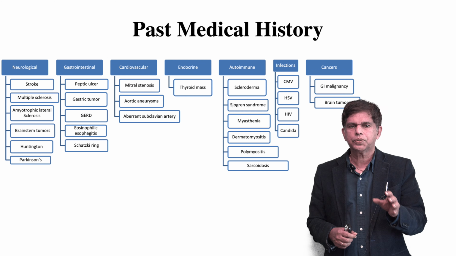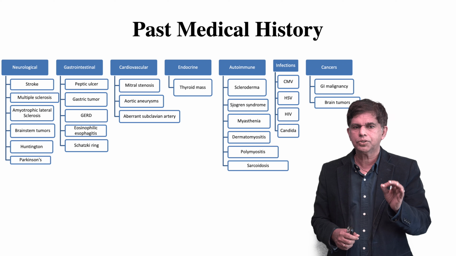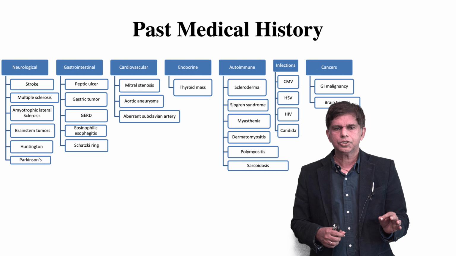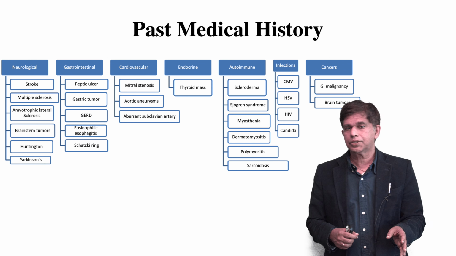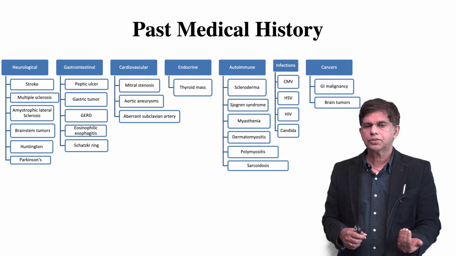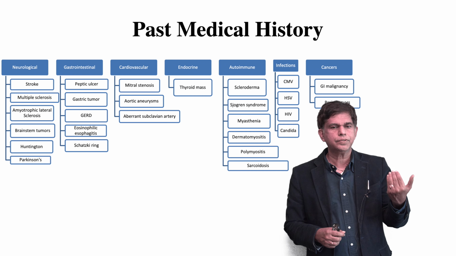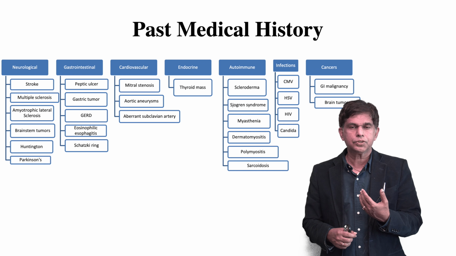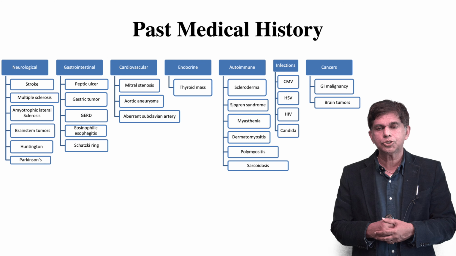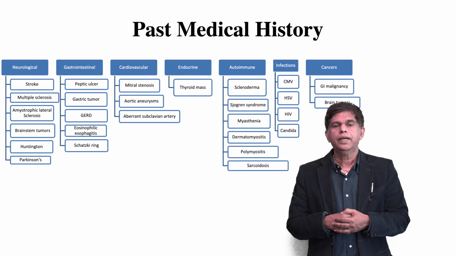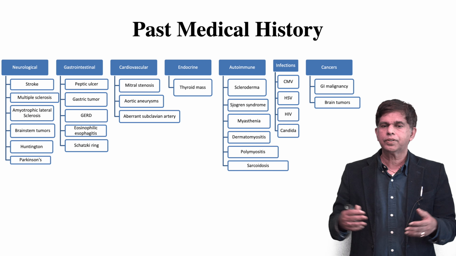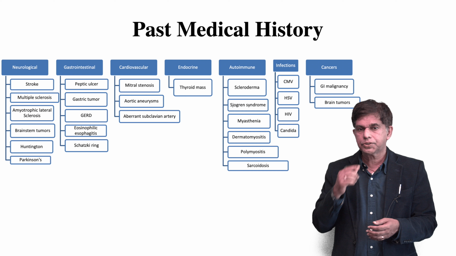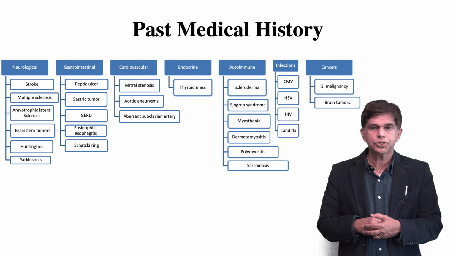neurological: stroke, multiple sclerosis, ALS, brainstem tumors, Huntington, Parkinson. All of this can cause it, so you need to ask the history. Gastrointestinal: peptic ulcer disease, gastric tumor, gastroesophageal reflux disease, eosinophilic esophagitis, Schatzki ring. Cardiovascular causes: mitral stenosis can cause atrial enlargement that can compress the esophagus, and you've got aortic aneurysm or enlargement of the aorta, and let's say aberrant subclavian artery that can also cause dysphagia. You have to ask the history of that.